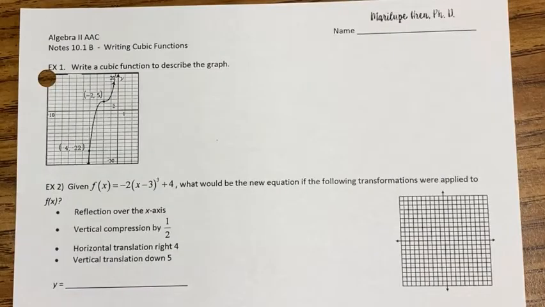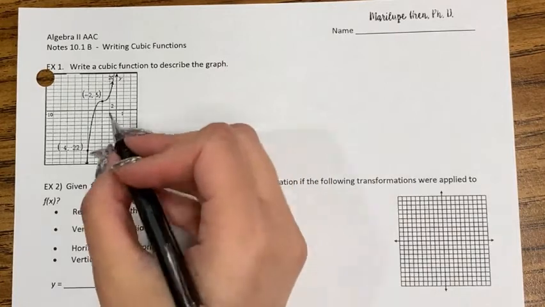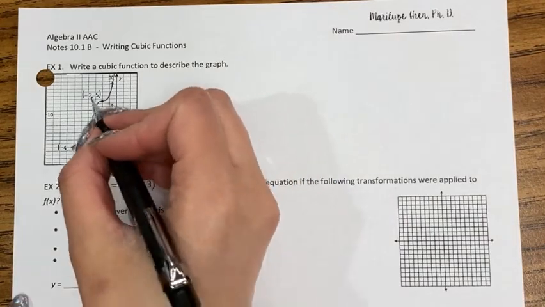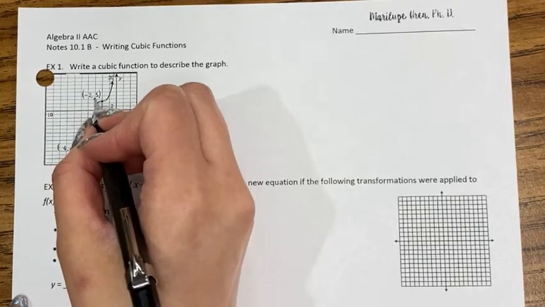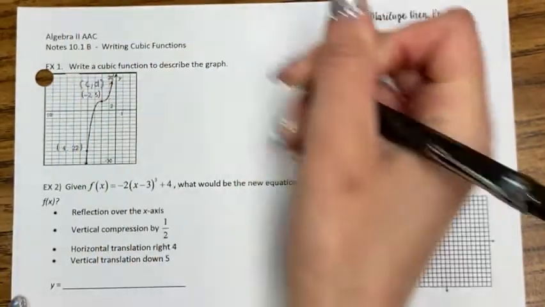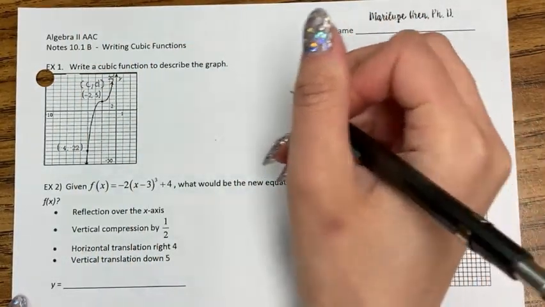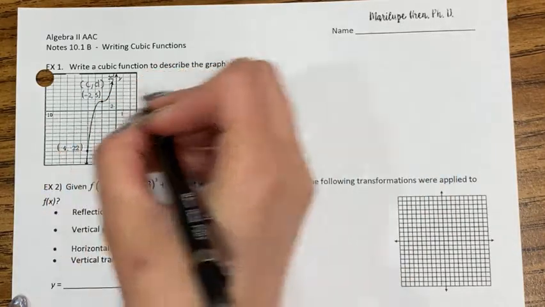Hi guys, today we're going to learn about how to write cubic functions. So in the first example, we need to write a cubic function to describe the graph that we have over here. What you recognize is that the inflection point is (-2, 5), meaning that you have C, D over here. So you know that your points C and D are (-2, 5).